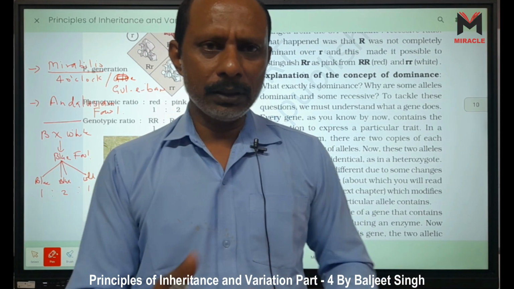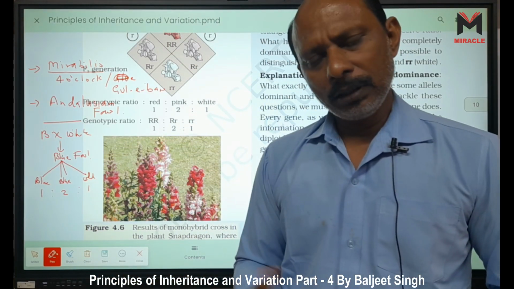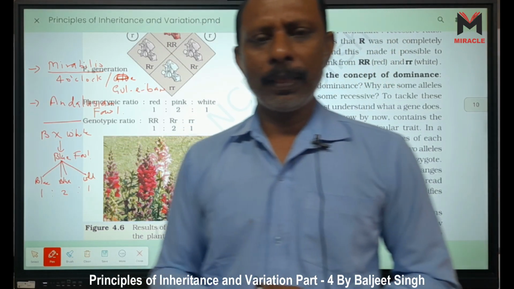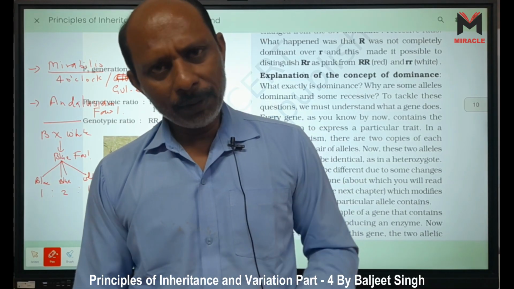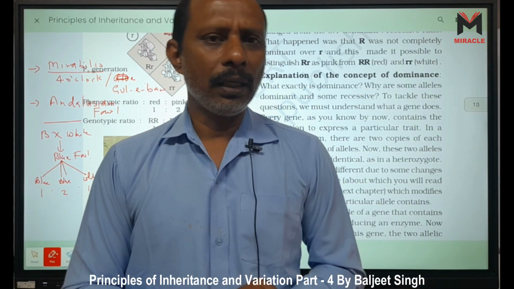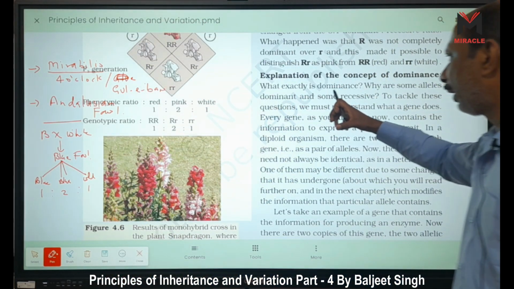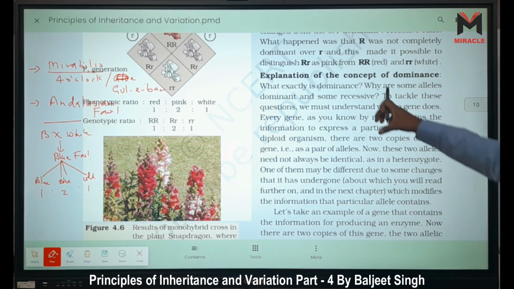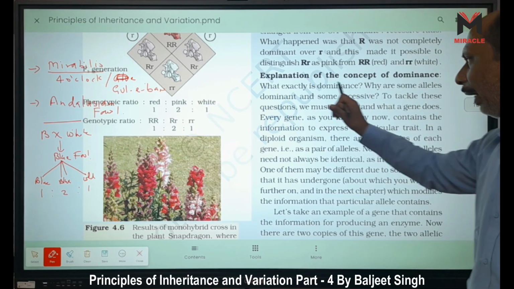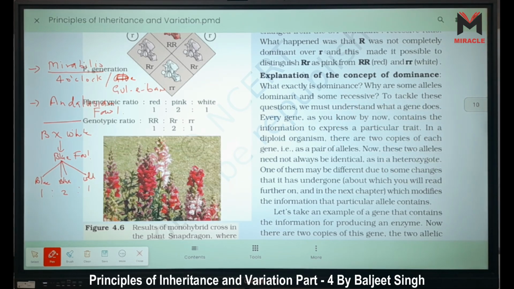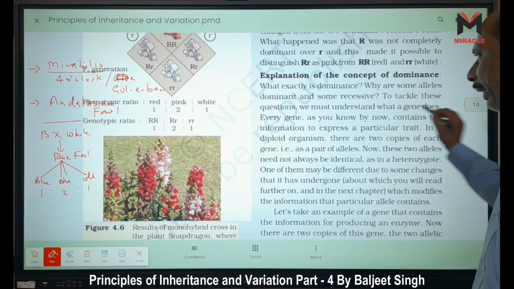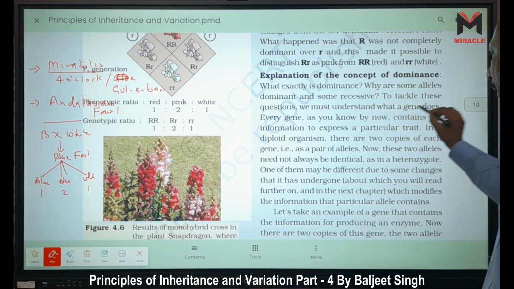Suppose some inactive genes are there. Inactive genes cannot form the enzymes. No enzyme is there, that means their characteristic is not expressed. That is also given here. What exactly is dominance? Why are some alleles dominant and some recessive? That is the question. To tackle these questions, we must understand what a gene does.